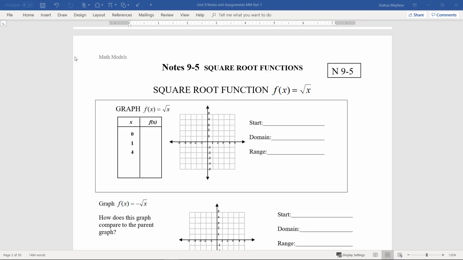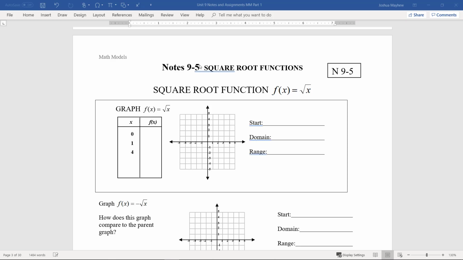Hey guys, today we're going to talk about another function, square root functions. So the parent function for a square root function is f of x equals the square root of x. Just like our other functions, we need to know what the parent function looks like and some key points. So let's plug in some points.